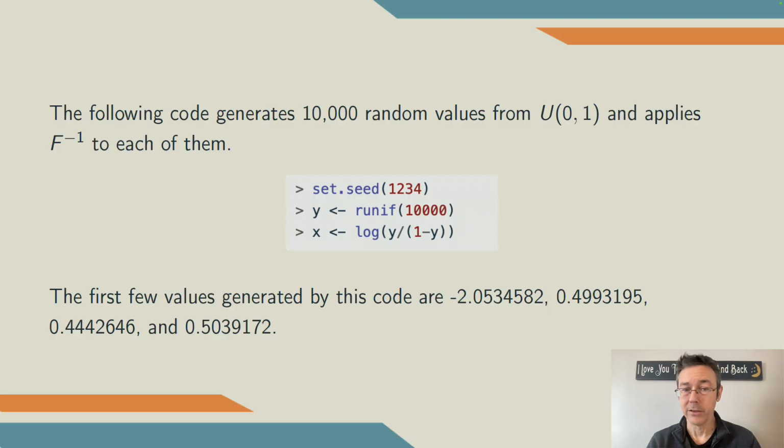Let's get some random values. Again, I'll set a seed in my random number generator here. I will get 10,000 values from that uniform distribution, call that y, and then define x to be the logarithm of y over (1 - y). The first few values generated here are negative 2.05, 0.499, etc.